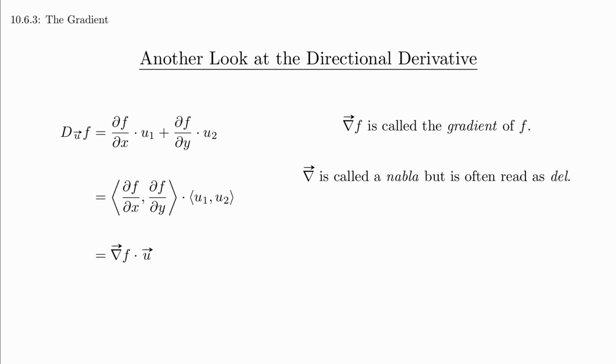The symbol is called a nabla, but it's often just called del. So the gradient of f, or del f, evaluated at the point x0, y0, is the vector of partial derivatives evaluated at the point x0, y0. Notice that we've put a vector symbol over the del. As always, this implies the result is going to be a vector, but there's more to it.